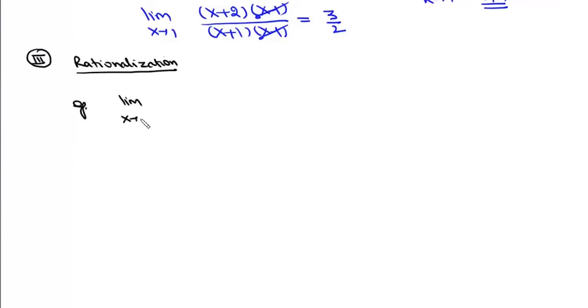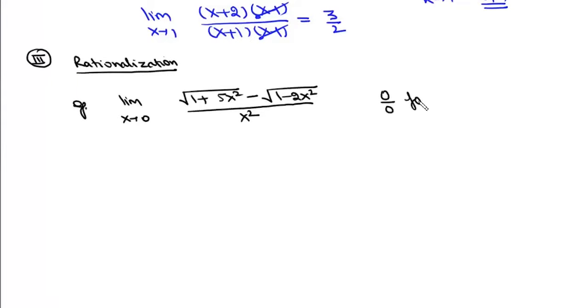Limit x tends to 0, and this is under root of 1 plus 5x square minus under root of 1 minus 2x square upon x square. Now if we put x as 0, this is 1 minus 1, 0, and here also this is 0, so it is 0 upon 0 form. Now what we'll do is we'll rationalize it.